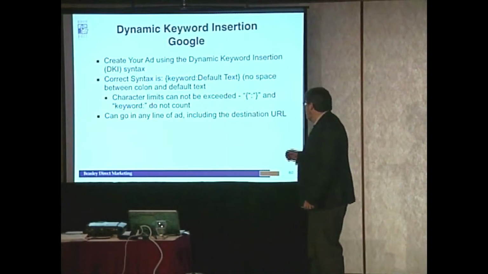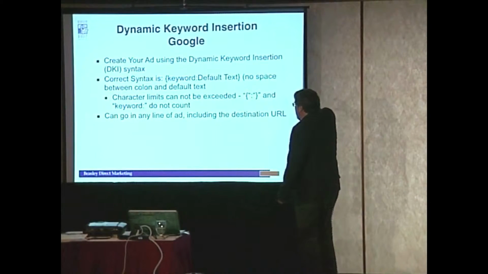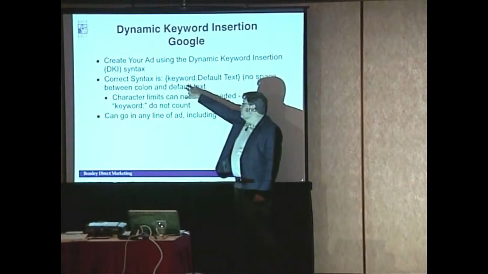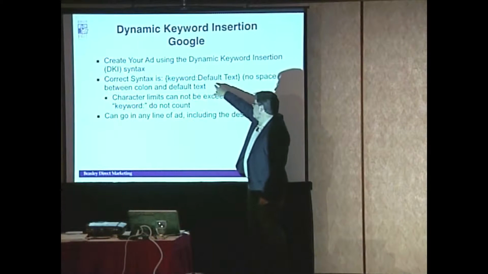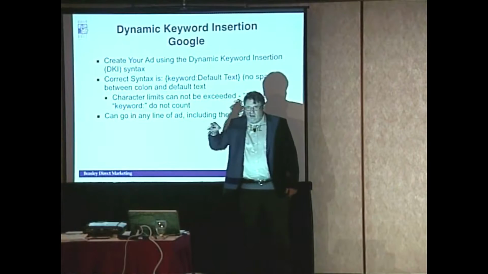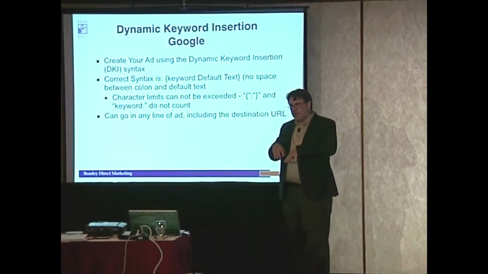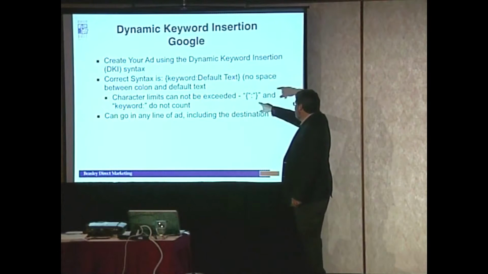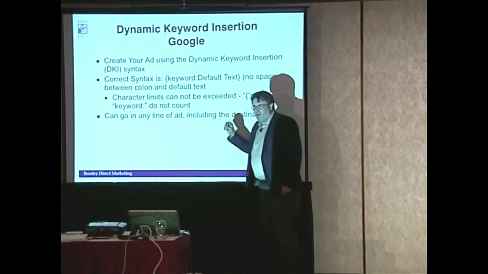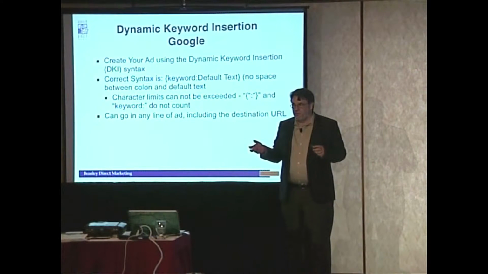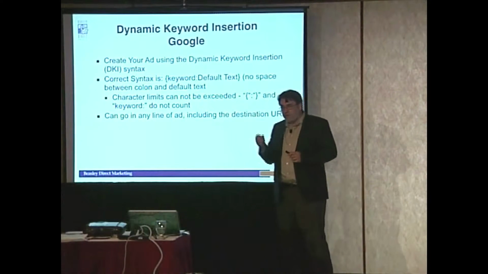So there's some simple syntax to this, and it works like this. You have two curly brackets, then you have the word keyword, a colon, and then you have some default text. So that curly bracket keyword colon signals to Google that you want to dynamically plop that keyword in, whatever keyword actually generated the ad. The default text is what gets in there if the keyword is too long and it pushes your ad beyond the character counts. So you want to have something appear there instead of just having a hole in your ad. So you have a little default text.